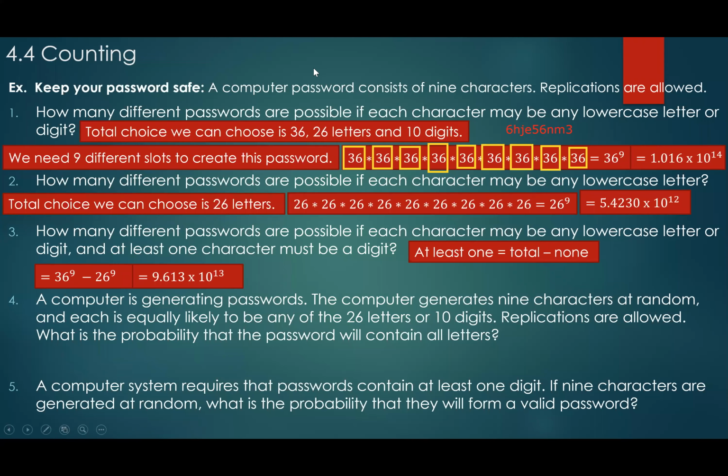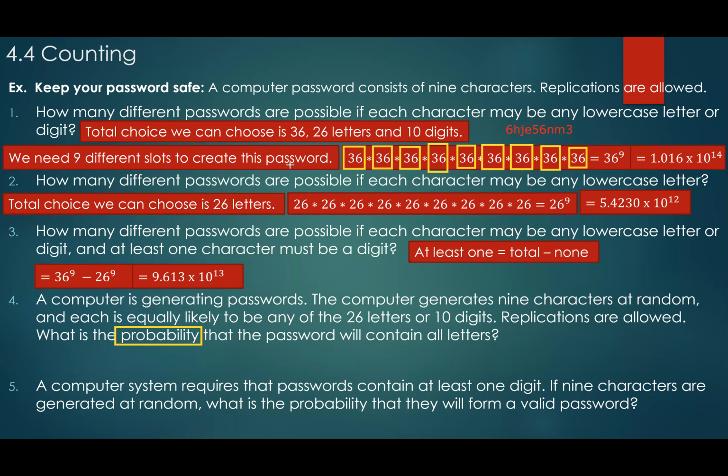If you glance at number four, they ask you, what is the probability? And reminder, to find the probability, just like all of the items before, we need to find the total of what we're looking for over the total of every possible item we have. So a computer generates 9 random passwords.